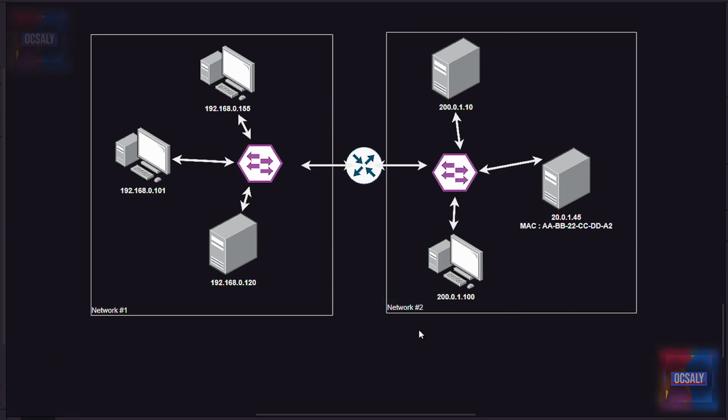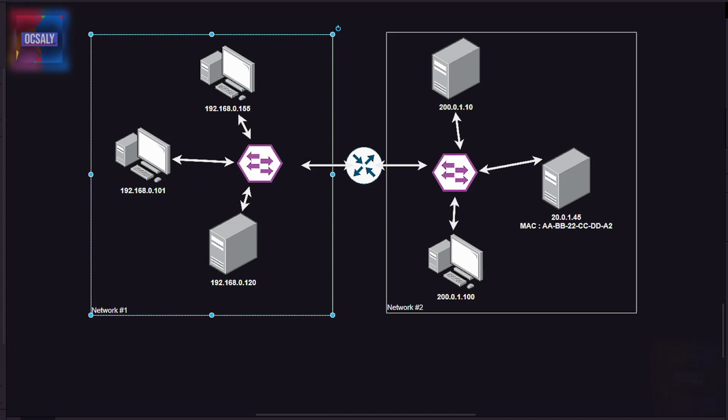The operating system network stack on this node encapsulates the application and transport layer data, and it builds an IP packet with a source address of 192.168.0.101 and a destination address of 20.0.1.45. Then, as step 2, the network stack needs to send an Ethernet frame.